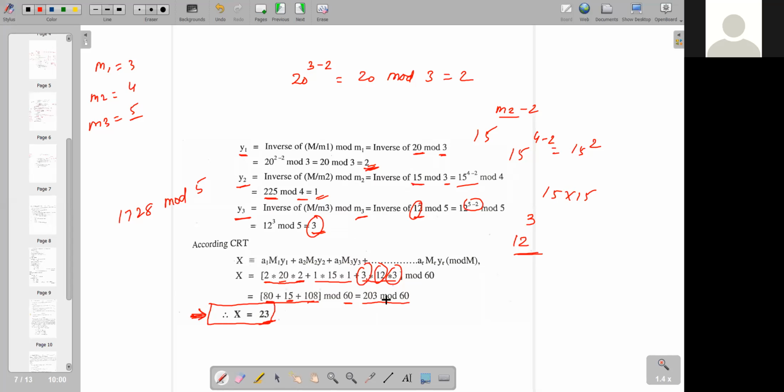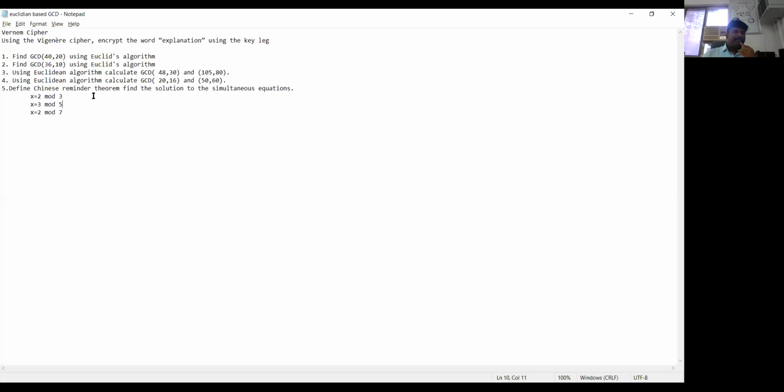Yes, sir. Okay. So what you need to do is just note down this problem. Define the Chinese remainder theorem. Find the solution to the simultaneous equations x equal to 2 mod 3. I hope this notepad is visible and you can see the equations clearly. Anyone can unmute and say the answer. Is it visible clearly? Yes, sir.